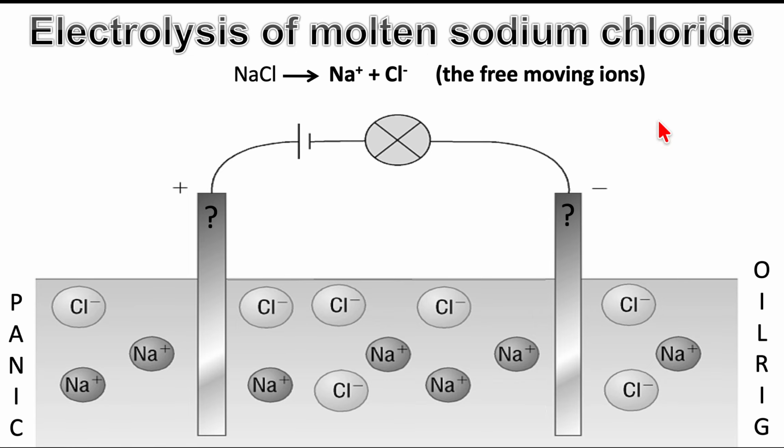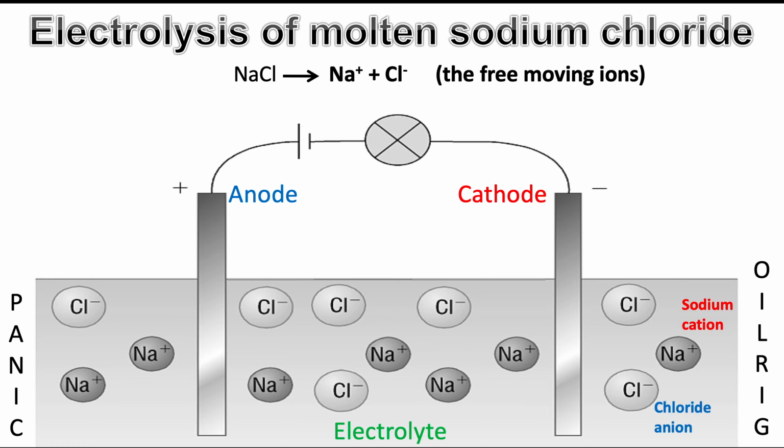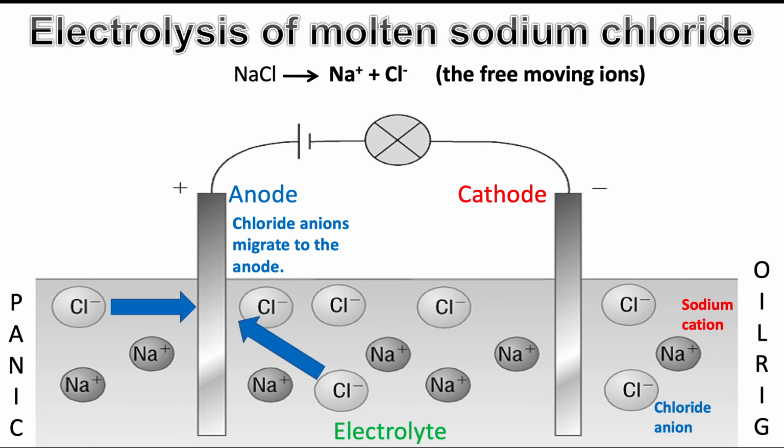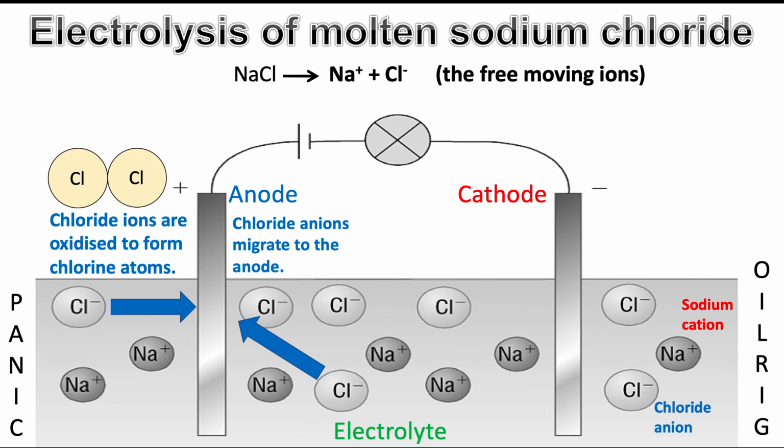What's going on then? Well, to begin with, let's label the electrodes. We've got the positively charged anode and our negatively charged cathode. And in the electrolyte, I have my sodium cations with their positive charge and my chloride anions with their negative charge. The negatively charged chloride anions will migrate, which means move, to the anode. Why? Because they're attracted to the anode. When they arrive, they will discharge, and those chloride ions are oxidized to form chlorine atoms.